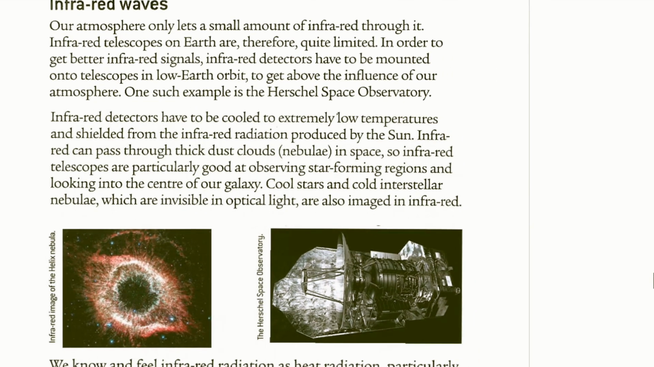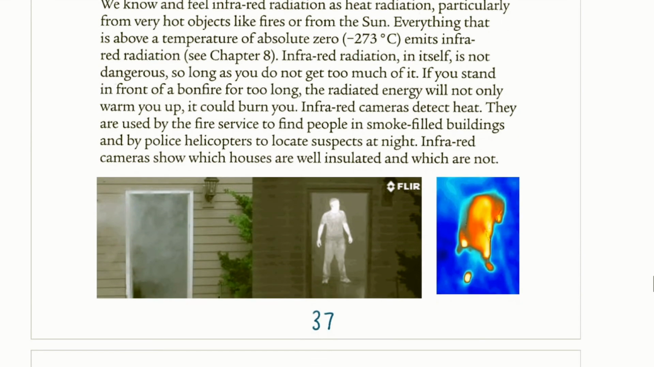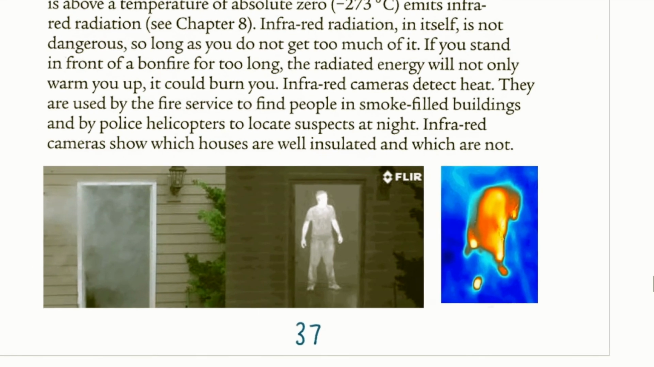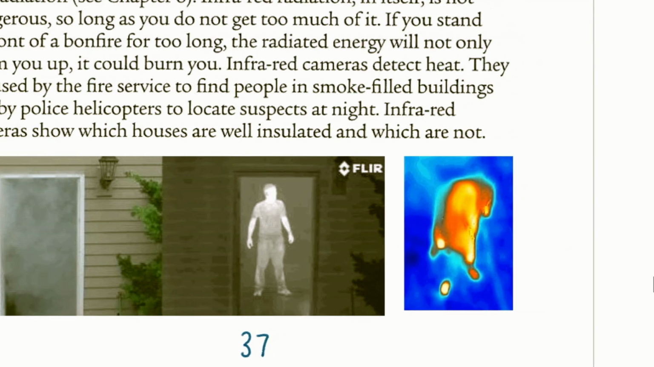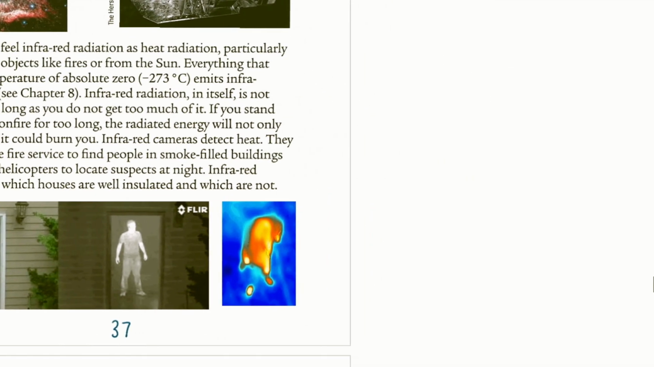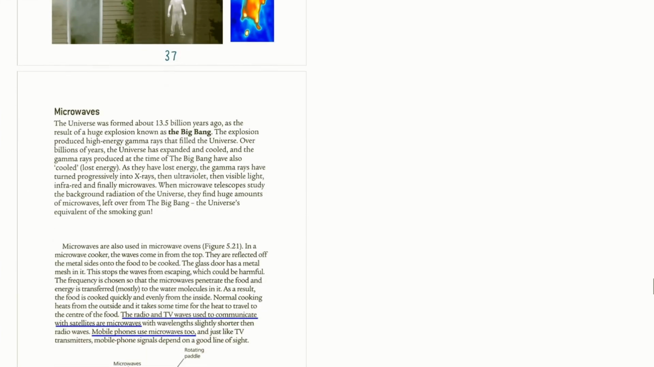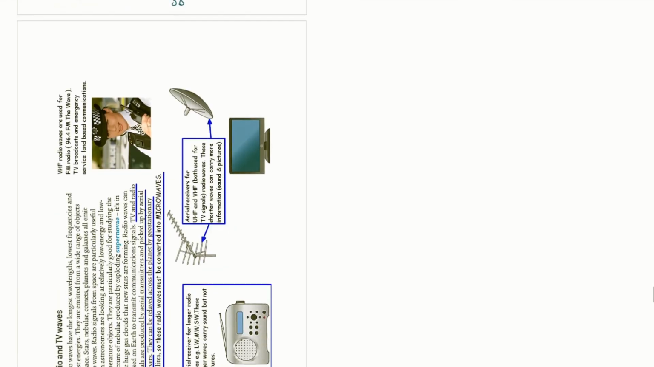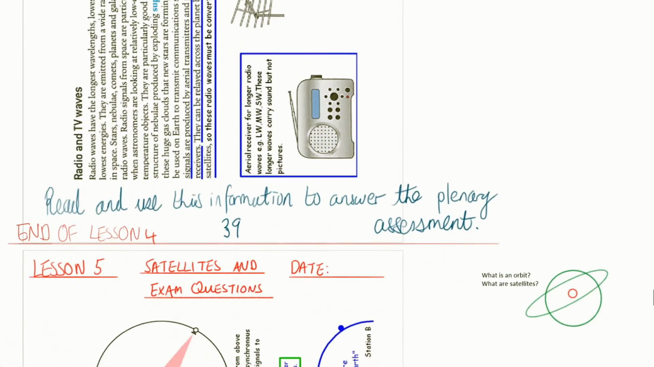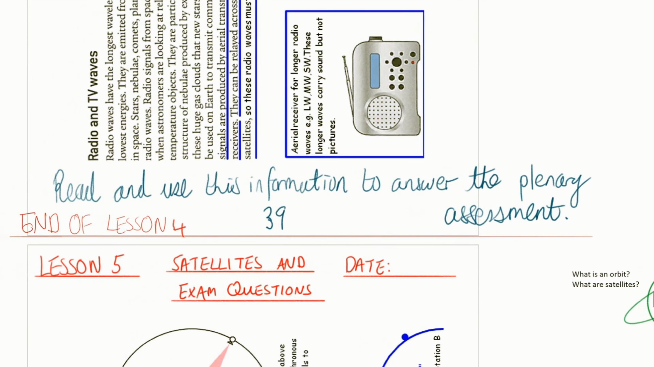Infrared waves. Think back to the video. They looked at a few examples of infrared. Police use it for detecting criminals who are trying to escape in undergrowth and so on. It can be used to detect how much heat is escaping from houses, to see how well houses are insulated. You can read through that. Now, read through the remaining information on page 38 and 39, because that information you'll need to use in order to answer the plenary assessment.